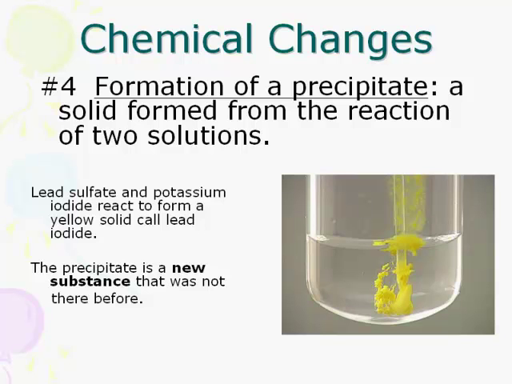Number 4, we could see the formation of a precipitate. A precipitate is a solid formed from the reaction of 2 solutions. The precipitate is a new substance that was not there before. Often we will have a color change along with the precipitate.